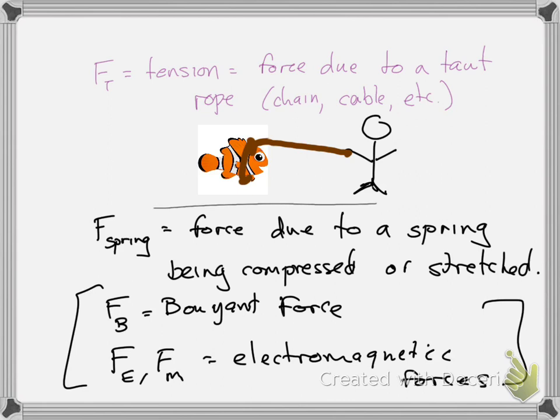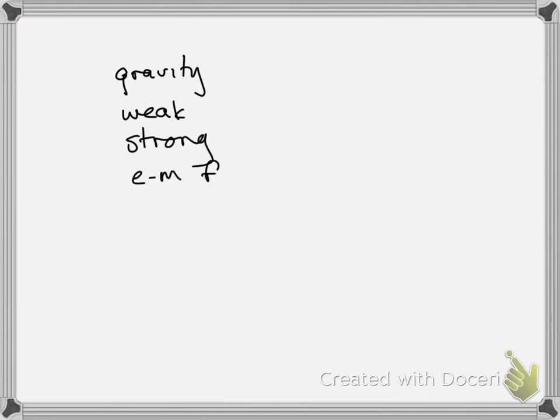There are really only four fundamental forces in the universe. Those fundamental forces are gravity, which is itself special, what's called the weak force, the strong force, and the electromagnetic force, or EM force. In terms of strength, gravity is the weakest of them. Electromagnetic is the next weakest, then what's called the weak force and the strong force.